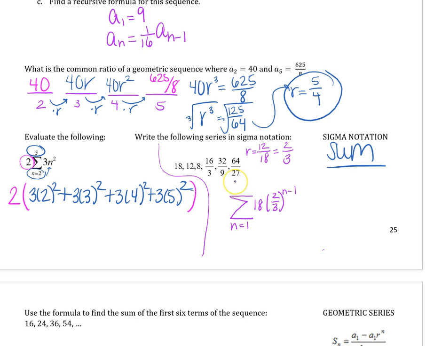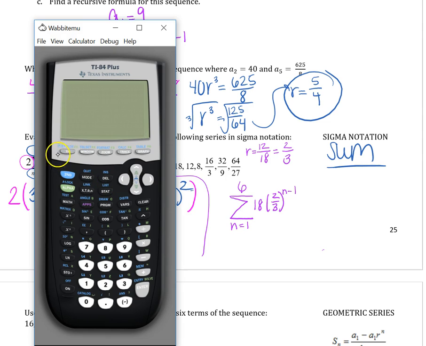You end it at however many terms you have. So this was 1, 2, 3, 4, 5, 6. So end it at 6. Now just to show you that I did this right, pulling up my calculator again, if I go to my y equals and I plug in 18 times 2/3 to the n minus 1, or x minus 1, I should get these terms. Okay, and there you have it. So when n equals 1, I got 18. When n equals 2, I got 12. When n equals 3, I get 8, and so forth. So this did work.